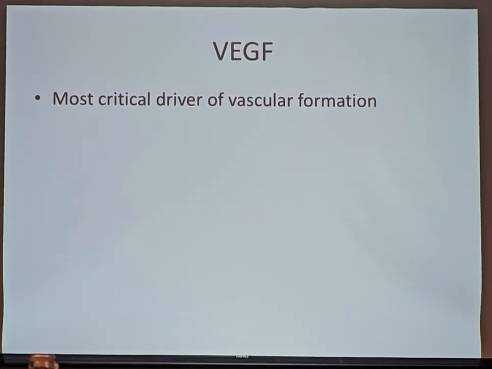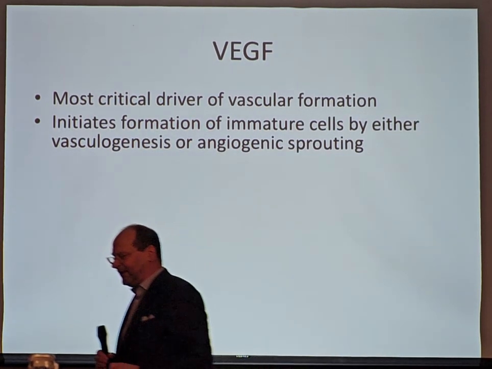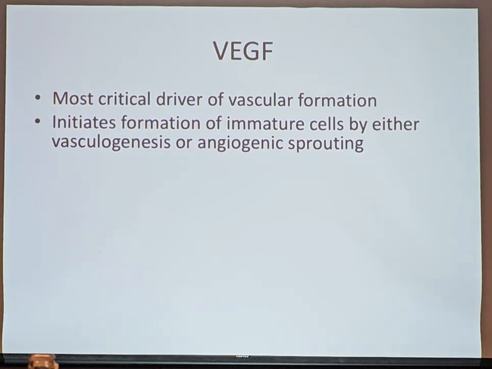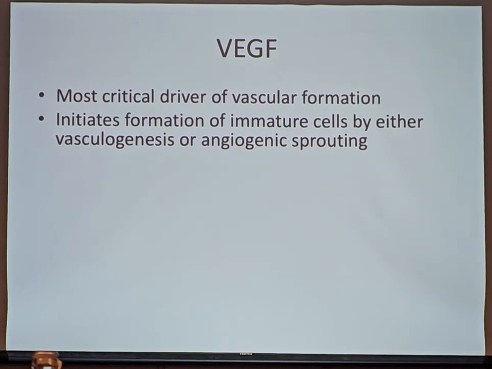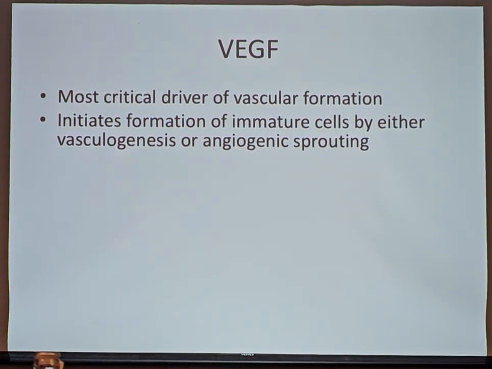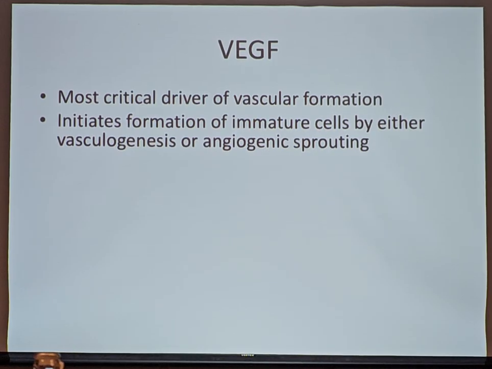VEGF is the first one, and VEGF is the most critical driver of vascular formation. In fact, VEGF initiates the formation of immature vessels by either vasculogenesis or angiogenic sprouting. Immature vessels means, and this will be of importance later, that they are not yet associated with the pericytes, with the smooth muscle cells, and that they therefore have certain aspects that are different from mature vessels. Immature vessels will be leaky and will therefore demonstrate contrast enhancement. This will be of importance when we are discussing certain tumors later.